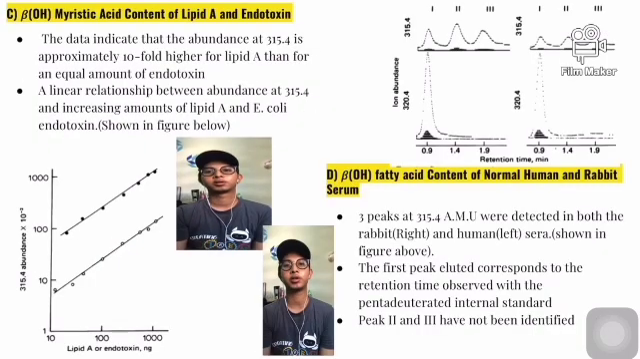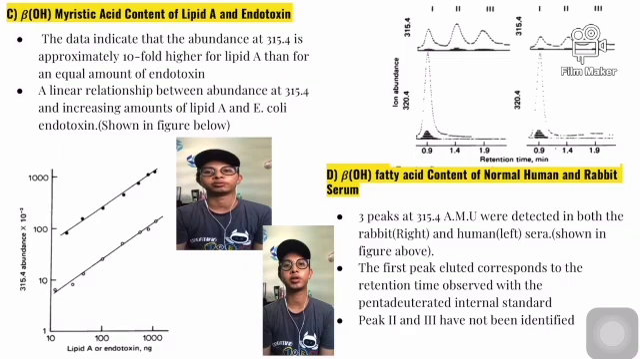The result of beta hydroxy myristic acid content of lipid A and endotoxin. The data indicate that the abundance at 315.4 is approximately 10-fold higher for lipid A than an equal amount of endotoxin. There is a linear relationship between abundance at 315.4 and increasing amount of lipid A and E. coli endotoxin, as shown in the figure below.